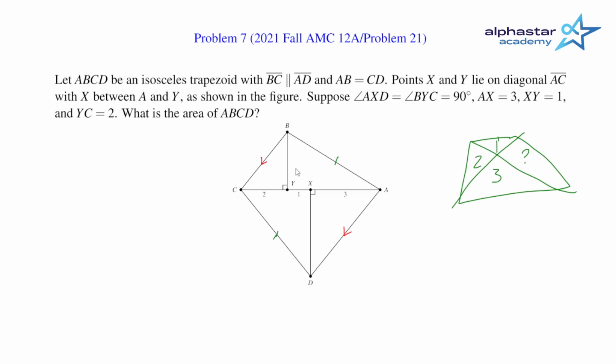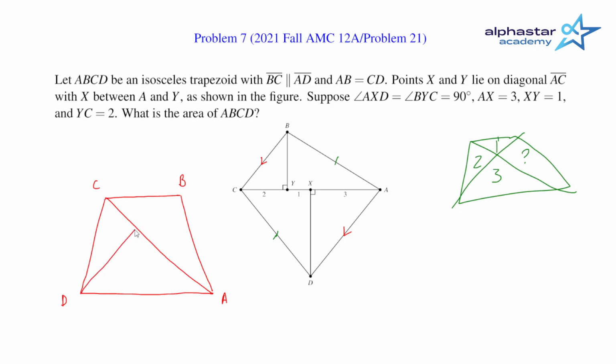Let's take a look at this diagram. Let's redraw it so that it's easier to see the symmetries of the trapezoid. I'm just going to rotate it so that we can see the parallel lines better visually. So we draw diagonal AC, and then we draw perpendiculars from the other two corners. And we're given that this is 3, this is 1, and this is 2, right?